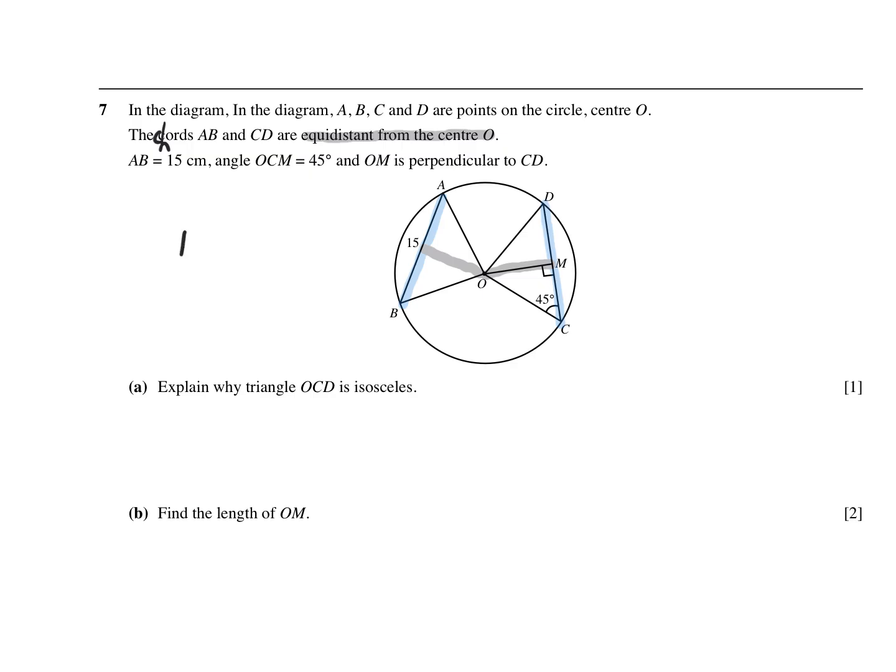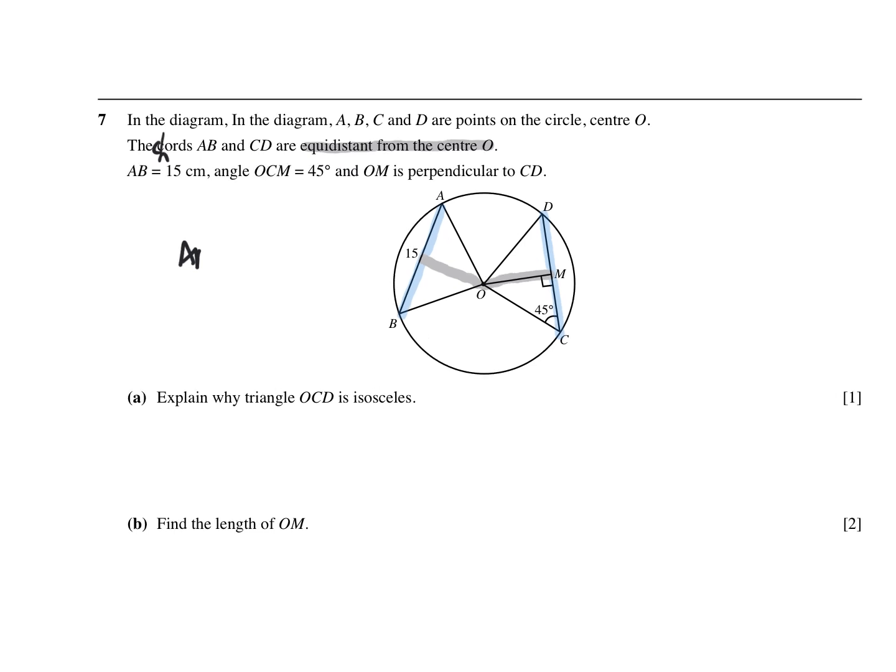So in other words, AB is also equal to CD. It is also 15 cm. Because when they say equidistant from the center, they must be equal in length also. So it's the angle also.